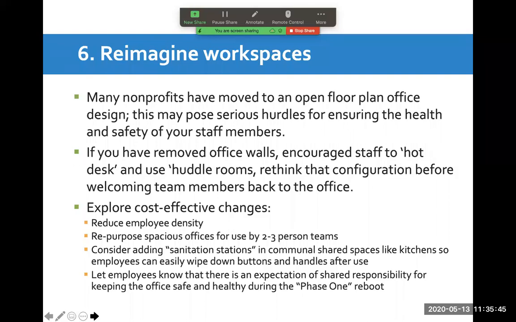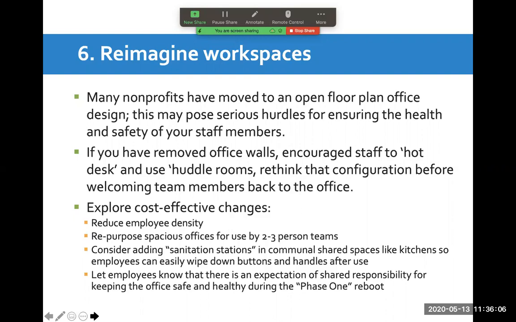How will that work when you bring people back to the office and you're going to try to encourage some measure of social distancing? So I want you to think about cost-effective strategies and changes. It's unlikely you're going to be able to afford to rebuild those office walls or completely renovate your space. That's impractical for the vast majority of nonprofits.